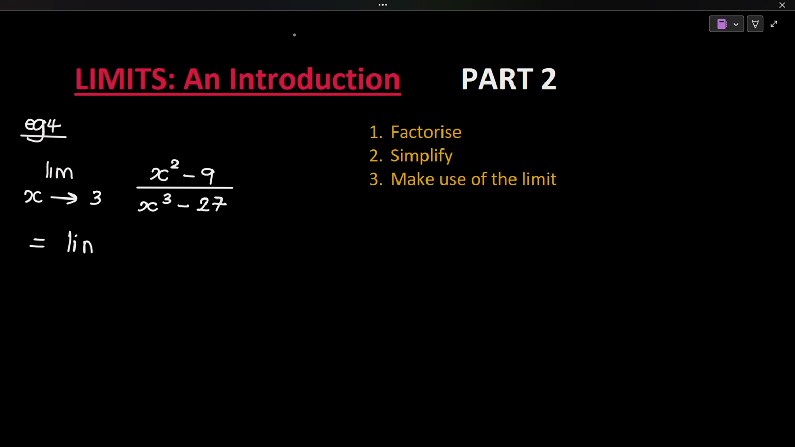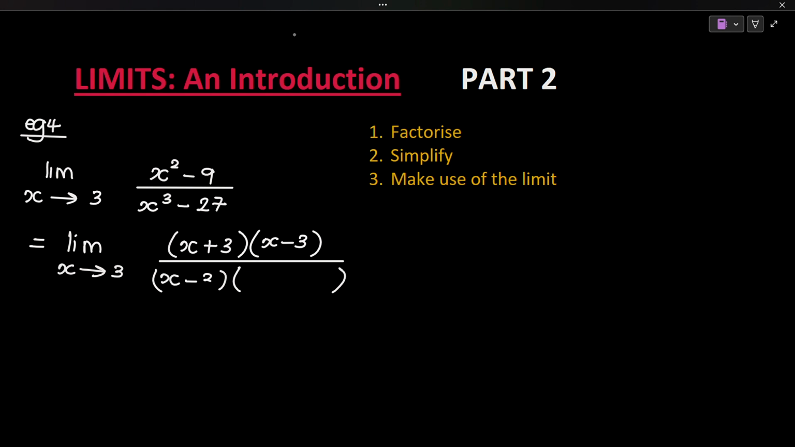Now, if you look at your numerator, you notice that is the format of difference of two squares. So to factorize the numerator, it's going to be x plus 3 times x minus 3. The denominator is in the format of difference of two cubes. When you factorize difference of two cubes, you have a binomial and a trinomial. The binomial is going to be x minus 3. The trinomial is going to be x squared plus 3x plus 9.